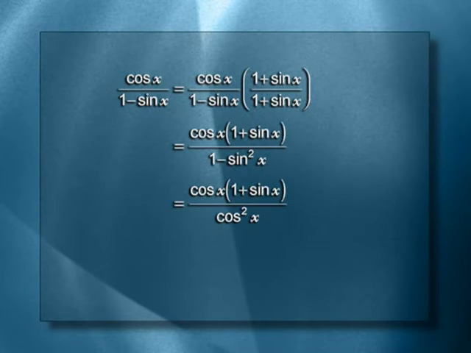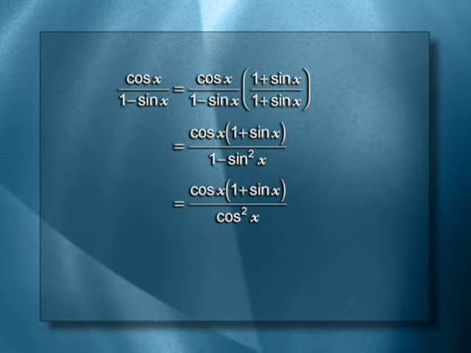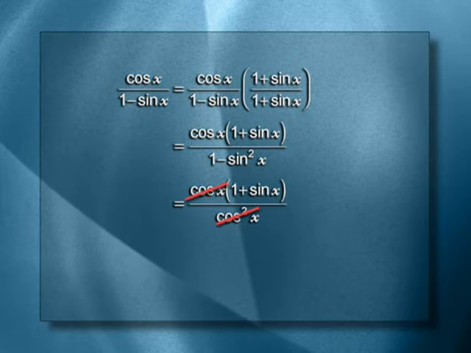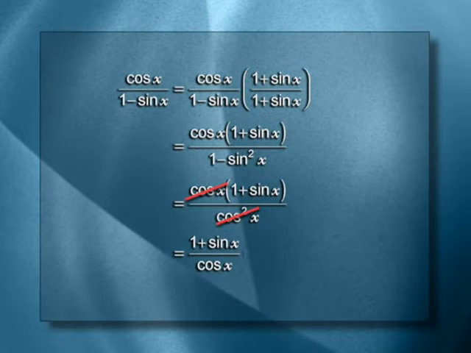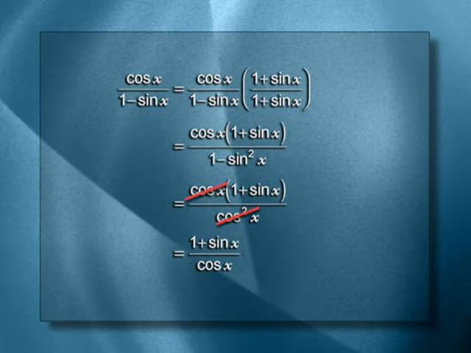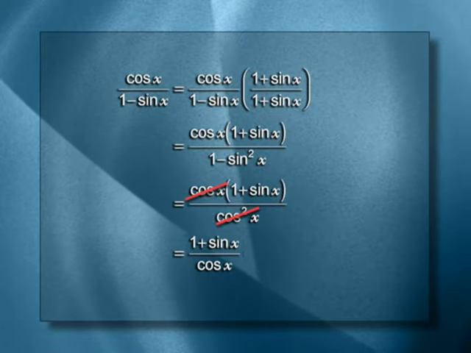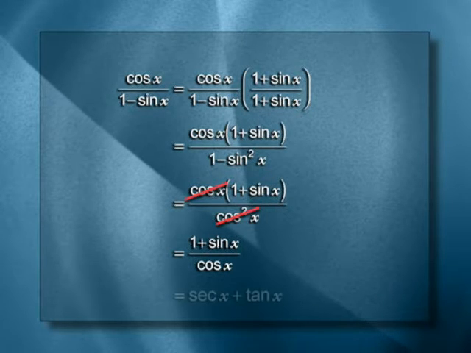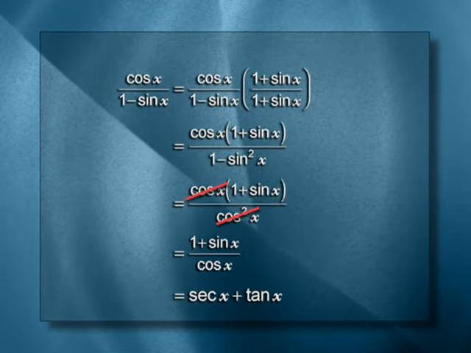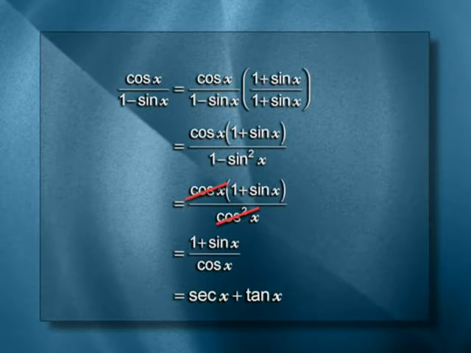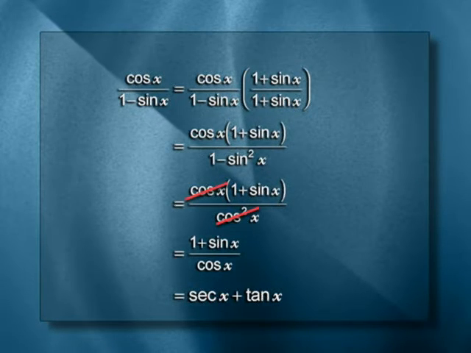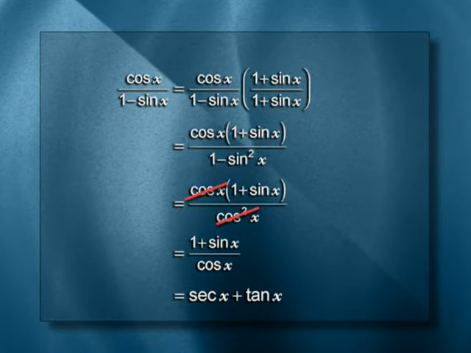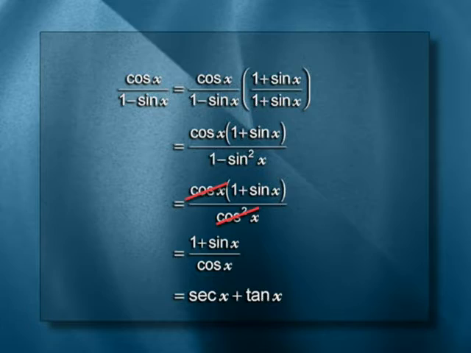That's the fundamental identity being used yet again. So the numerator is cosine x times 1 plus sine x. The denominator is cosine squared. We can cancel some cosines, and we're left with 1 plus sine x over cosine x. And now that can be split apart as a fraction as 1 over cosine plus sine over cosine. Well, 1 over cosine is secant, and sine over cosine is tangent, and that's what we wanted to prove, wasn't it? That cosine over 1 minus sine does indeed equal secant plus tangent.